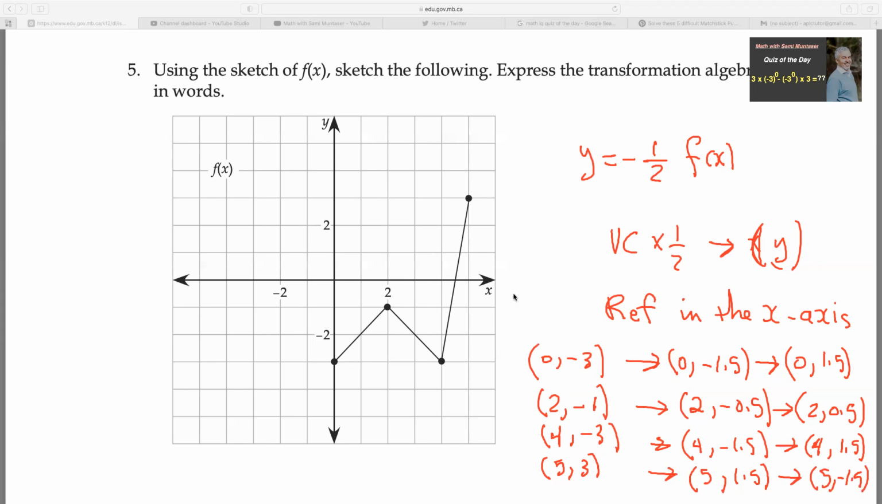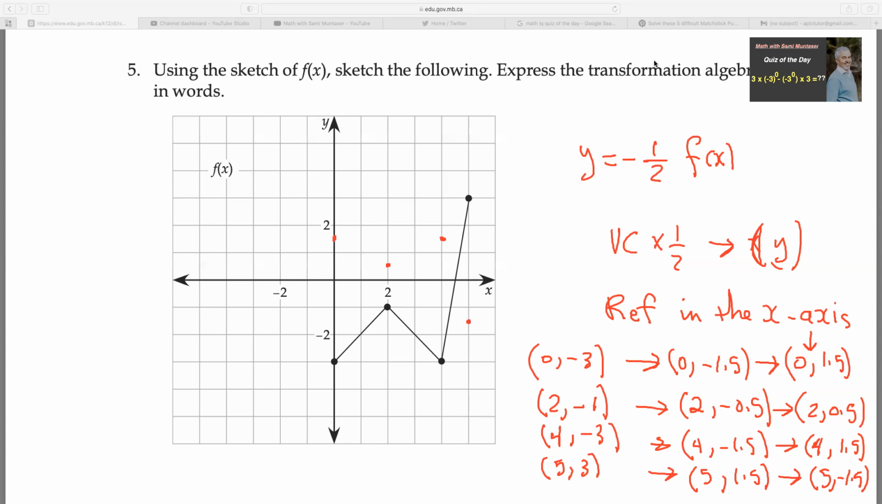So let's plot all of these points. This is your final points that you have to plot. So 0 and 1.5 is around here. Now 2 and 0.5 is right here. And then 4 and 1.5 is right here. Oops, 4 and 1.5 is right there, sorry. And then 5 and negative 1.5 is right here.